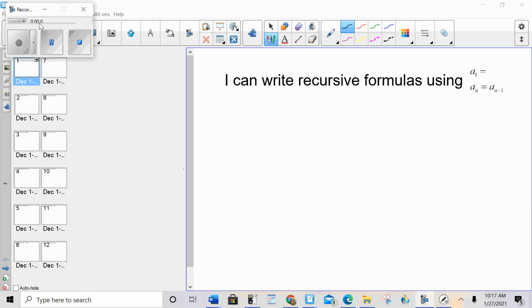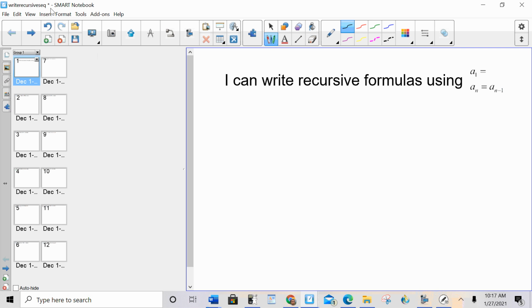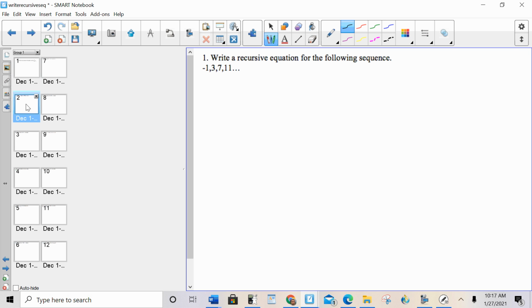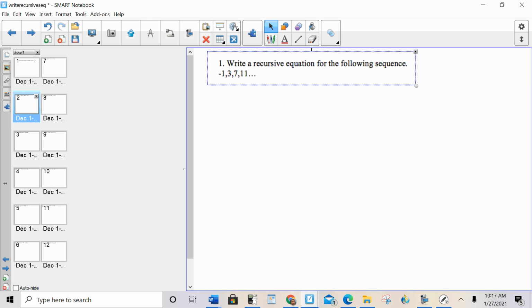Hello, everybody. Today I can write recursive formulas using a1 equals, an equals an minus 1. So I want to look at this a little bit differently than how we looked at this in the last lesson, where we wrote them explicitly. We're going to now write them what we call recursively.